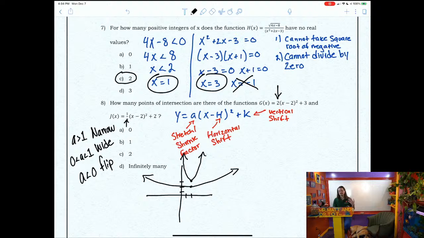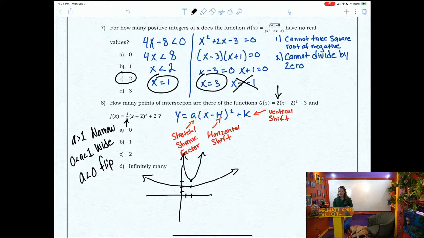So when the a value is negative, you still have to think about whether it's in between 0 and -1 or whether it's less than -1. But overall, it will be downward facing. Here, the second equation has an a value in between 0 and 1, so it's going to be relatively wider. And it has a vertex of (2, 2), because we have a shift right 2 and up 2.